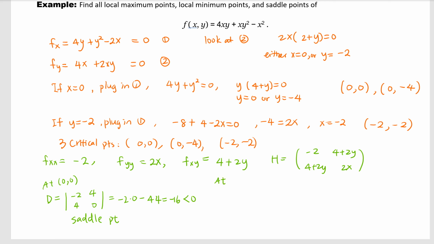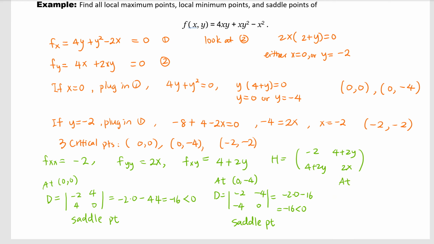Next, at (0, -4), we have D is negative 2 times (4 minus 8, which is minus 4). X is 0. So minus 2 times 0 minus negative 4 times negative 4 is still negative 16, right? Negative 16 is still negative. I don't have enough space, let me put it here. So this is still a saddle point.